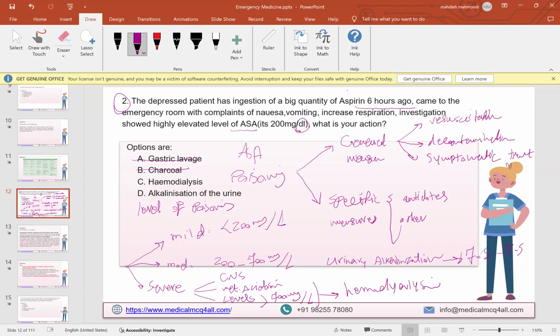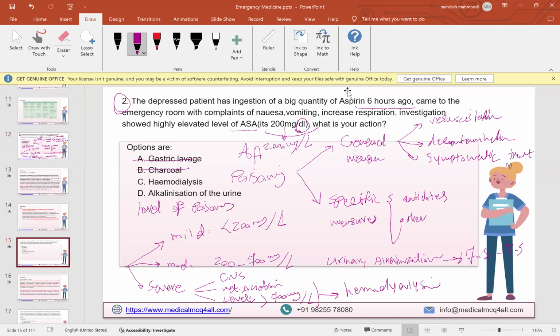Per deciliter, exactly. It means how much in 1 liter? One deciliter is 1/10 of a liter. So technically you have 2000 milligram in 1 liter, 2 grams in 1 liter. So yes, you have to go directly for hemodialysis. Of course, you have to resuscitate the patient and give symptomatic treatment, but there is no time to lose. You have to send the patient directly for hemodialysis. Clear? Yes. Next.